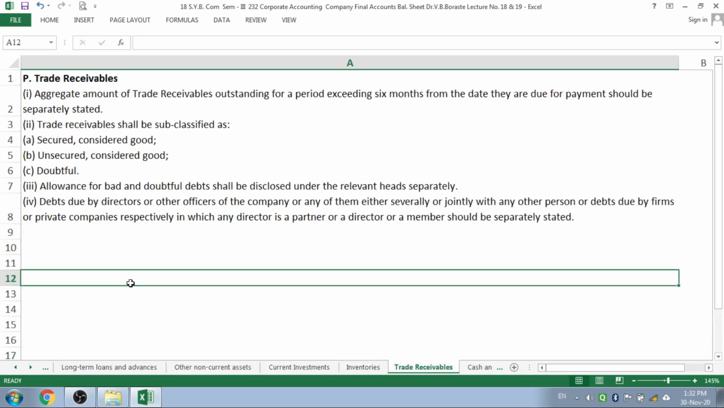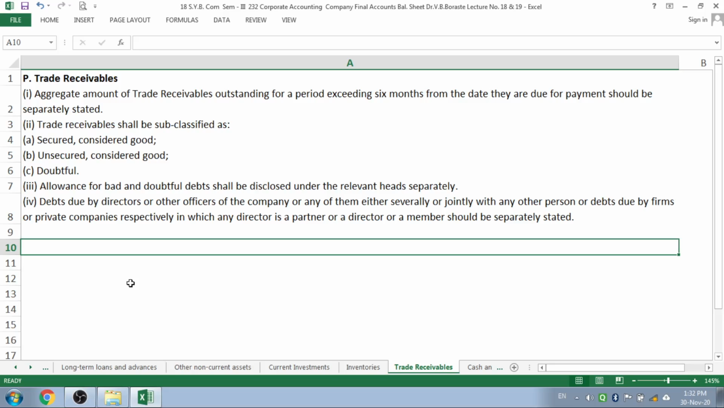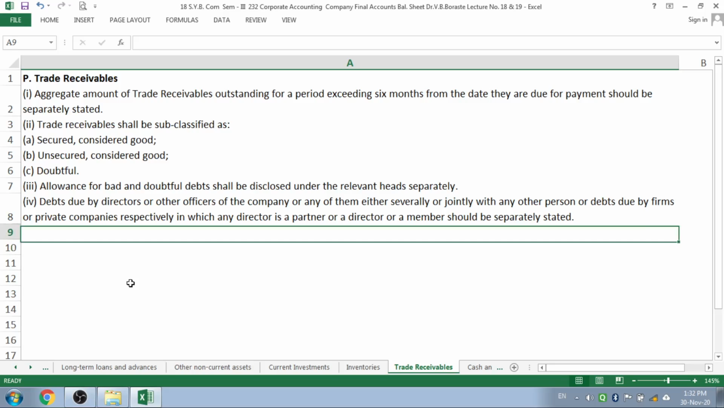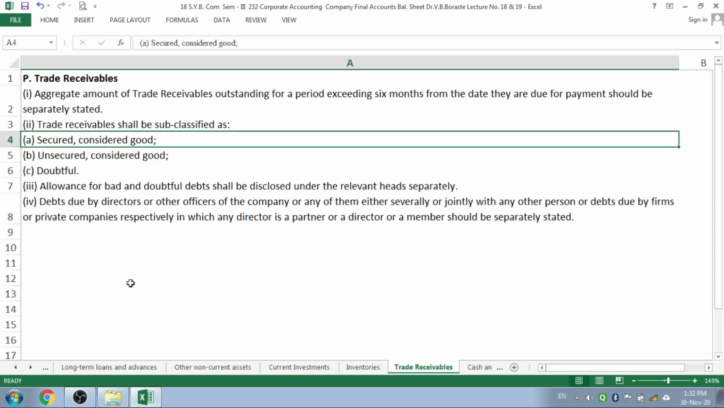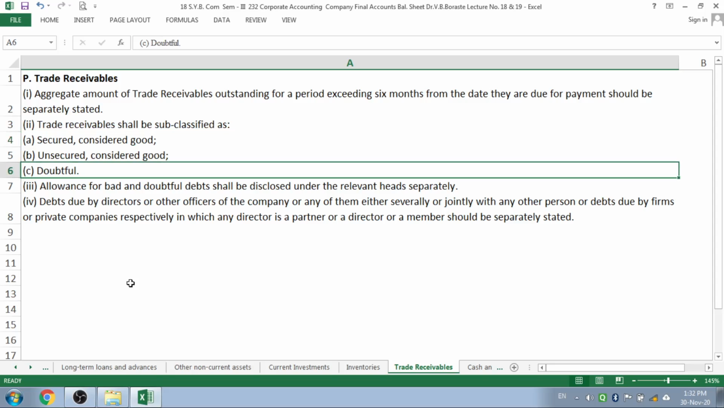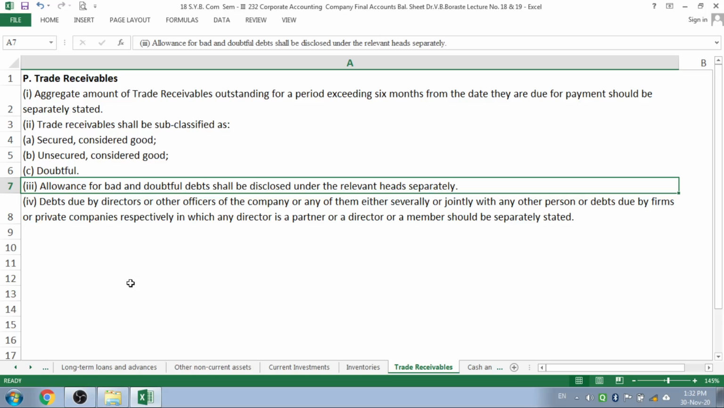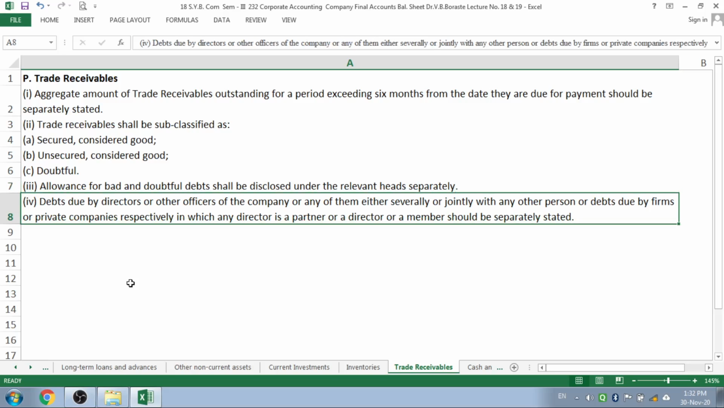Under the head trade receivable, the amount of trade receivable outstanding for a period exceeding 6 months from the date they are due for payment shall be separately stated. Trade receivable shall be subclassified as secured and considered good, unsecured and considered good, doubtful, allowances for bad and doubtful debts, and debts due by directors or any other officers of the company.